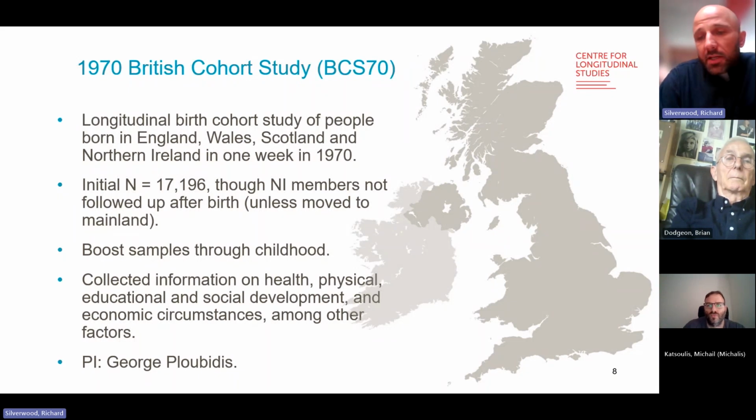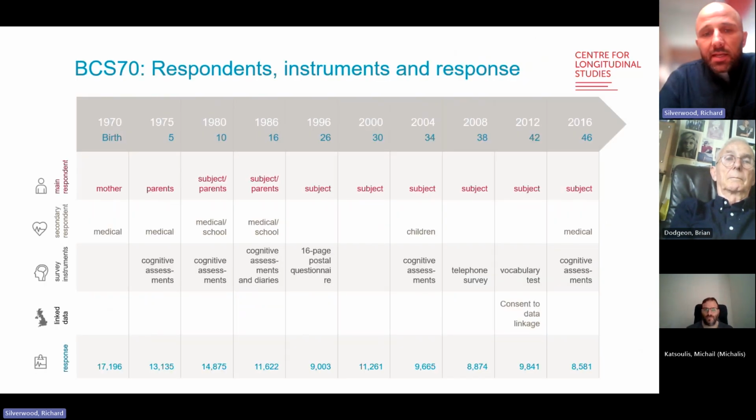It's got an initial sample size of over 17,000 individuals. But there are also some boost samples through childhood up to age 16 of individuals who were born outside of the UK, but moved to the UK or moved to Great Britain subsequently. Through those boost samples, they are then included from that point onwards within the sample. It's collected information on a variety of different areas: health, physical, educational, social development, economic circumstances, and lots more besides. We'll look a little bit in a second at the different areas in which data have been collected.